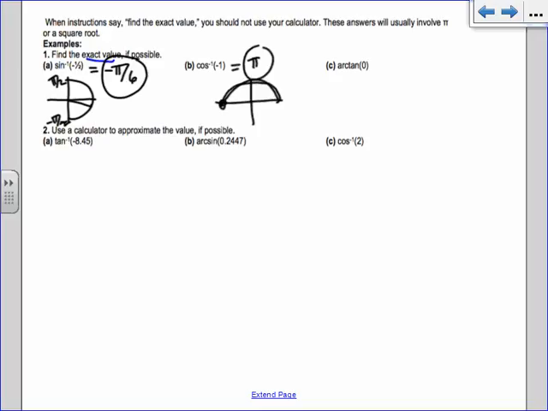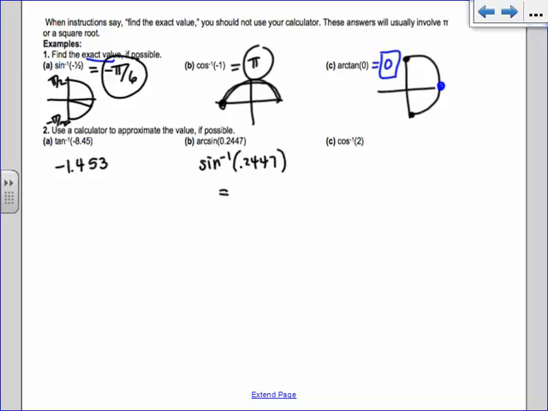Arctangent of 0. So where is tangent equal to 0 on the right side of the unit circle? It means our sine has to be equal to 0, and our cosine has to be equal to 1. So it's going to be at 0. And then these ones say use a calculator to approximate. So hopefully you can do that. Inverse tangent is just negative 1.453. Arc sine, well, that's the same as inverse sine, 0.2447. So let's say I want 3 decimals, so 0.245.